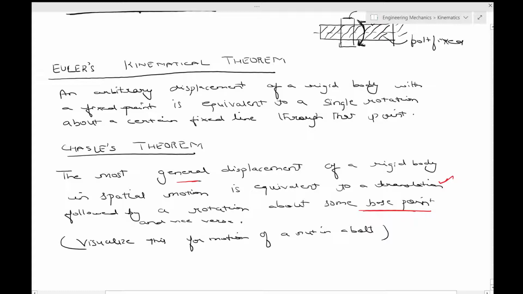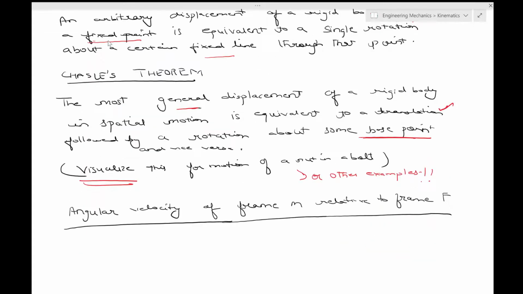Similarly you have to visualize Euler's kinematical theorem, that an arbitrary displacement of a rigid body with a fixed point is equivalent to a single rotation about a certain fixed line through that point. Or other examples, whichever examples you can think of, as many as you can think of would be better over here.